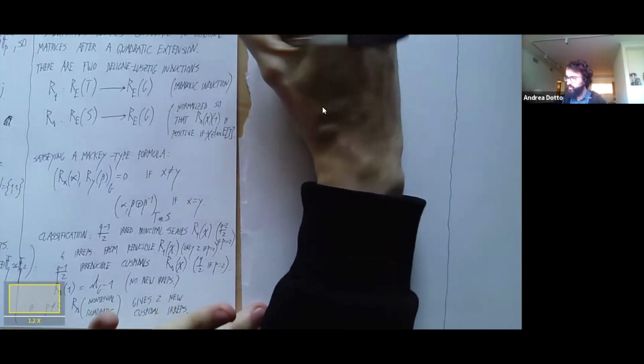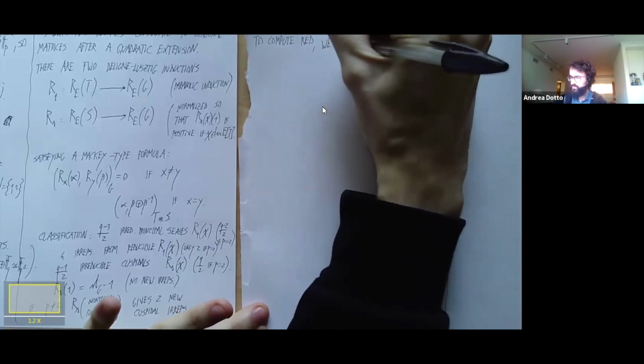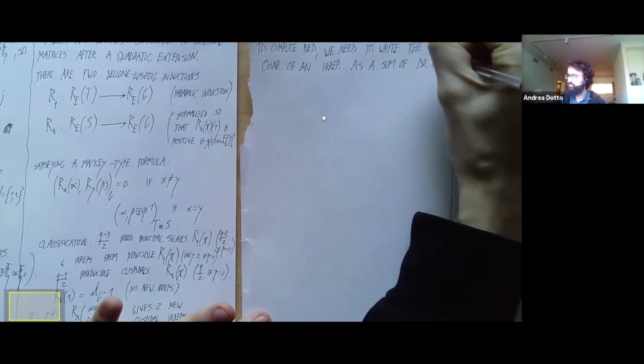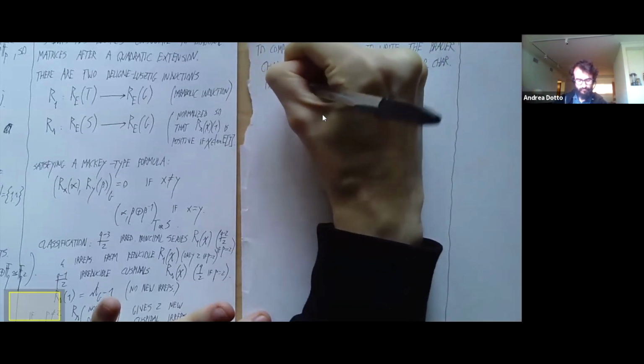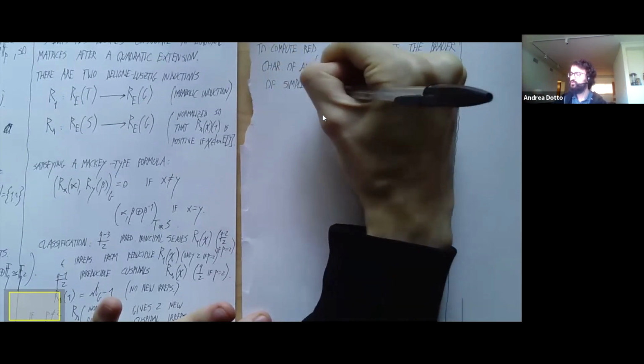Okay, so now to compute this decomposition map, and this reduction map, sorry, what we need to do is use this data in order to write down the Brauer character. I'll remind you in a moment of what that is. The Brauer character of an irreducible representation as a sum of Brauer characters of simple kG modules.